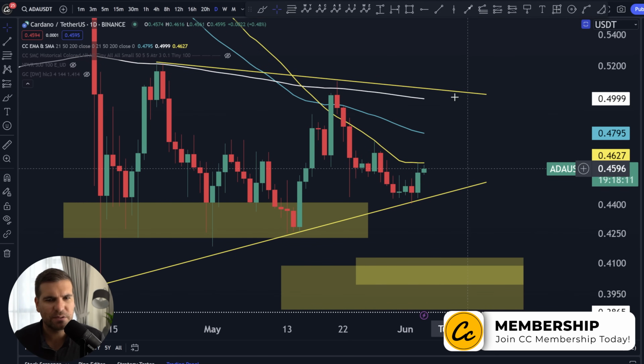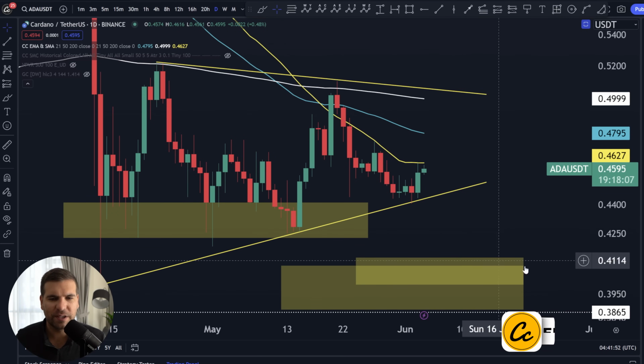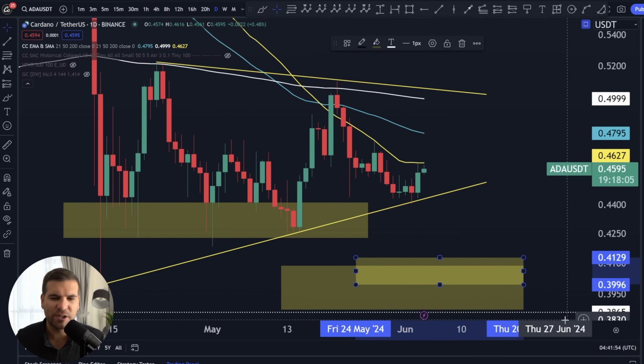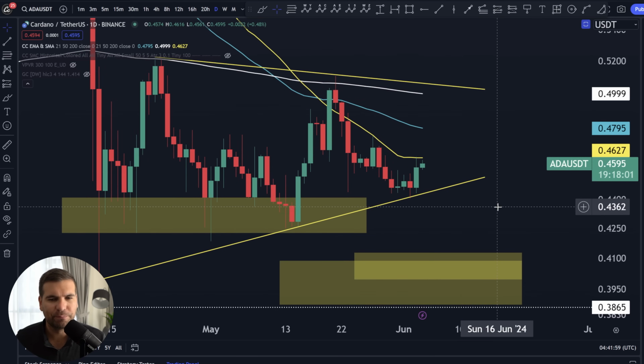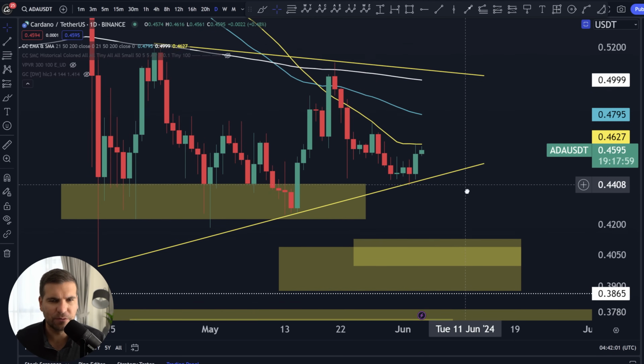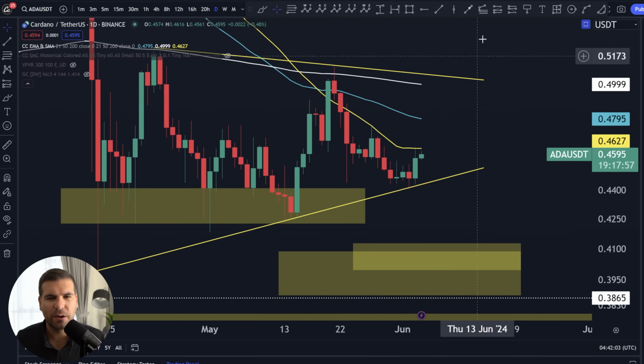It's either going to break out and head up towards its 200-day EMA, or it's going to break down and head down towards our targeted range between 39.96 and 41.29. So what is it that we're looking for? Here, obviously, we're going to be looking for the potential for breakouts.